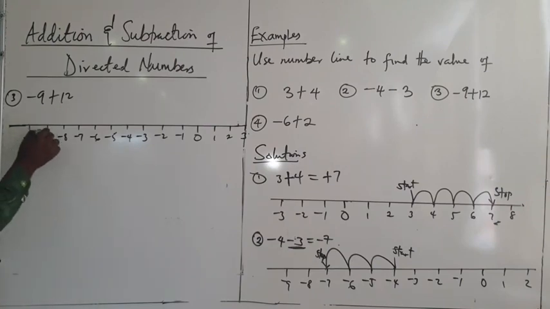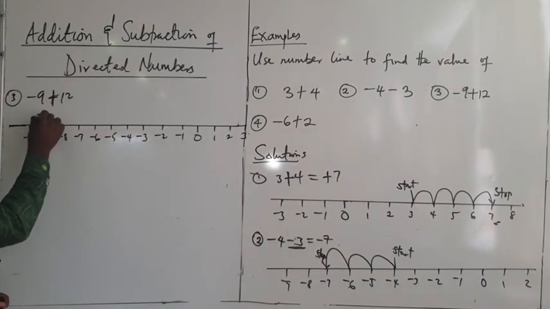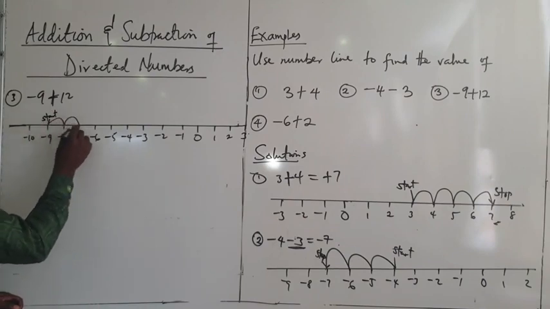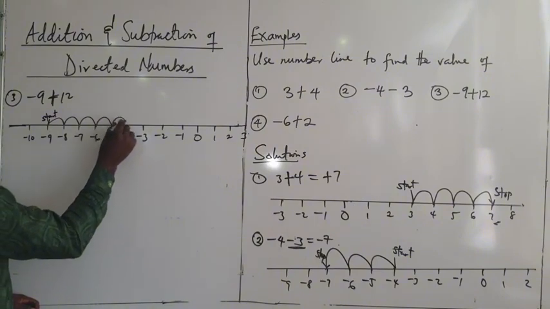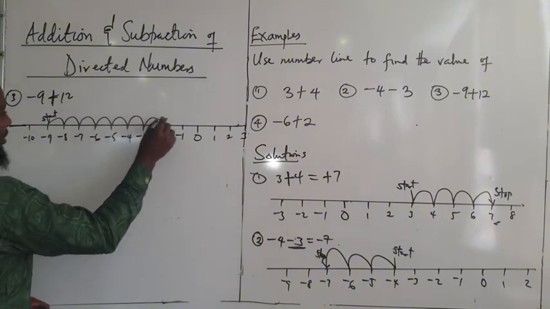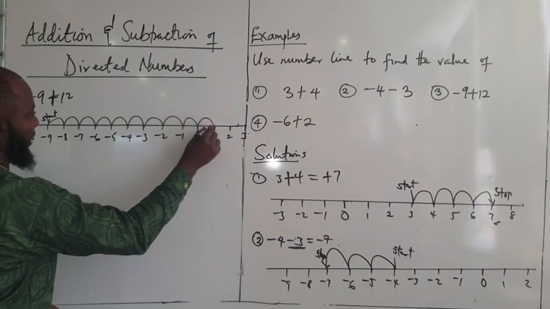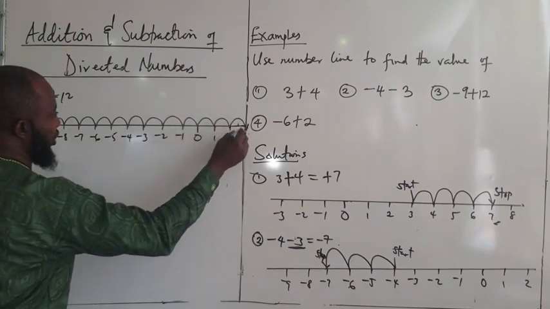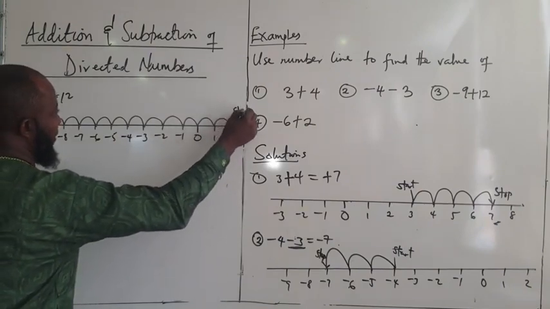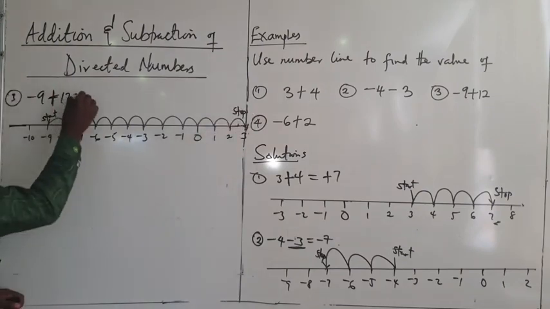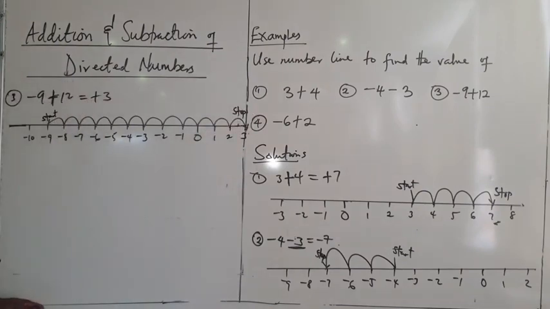So we start with the first number, and this is plus. We are adding, so we count to the right. How many times? 12. So we start from here. Put start here so that we don't make a mistake. Now count 12 to the right: 1, 2, 3, 4, 5, 6, 7, 8, 9, 10, 11, 12. So we stop at 3, which means the answer is plus 3. I hope this is very clear. That's how to do that.